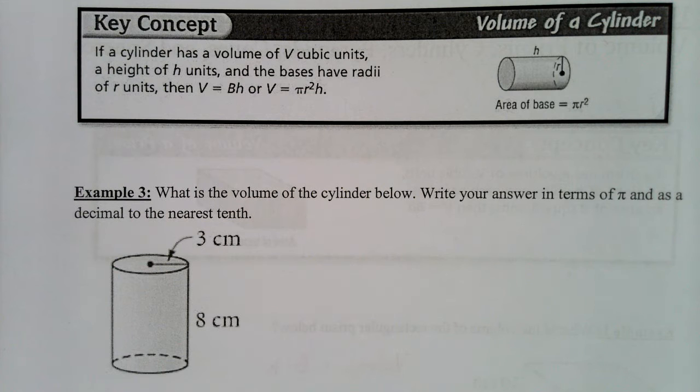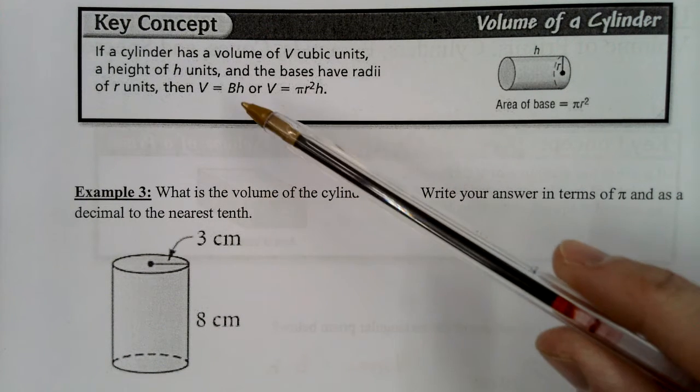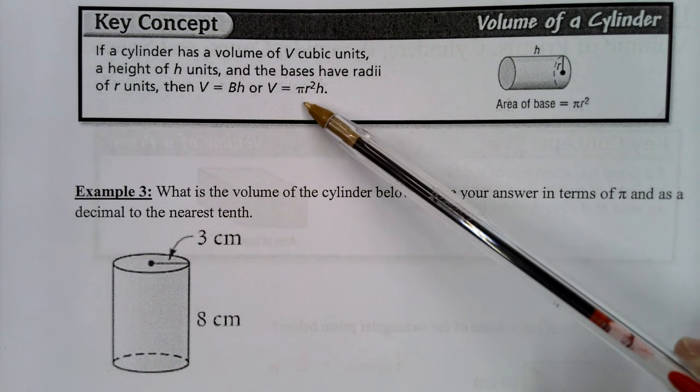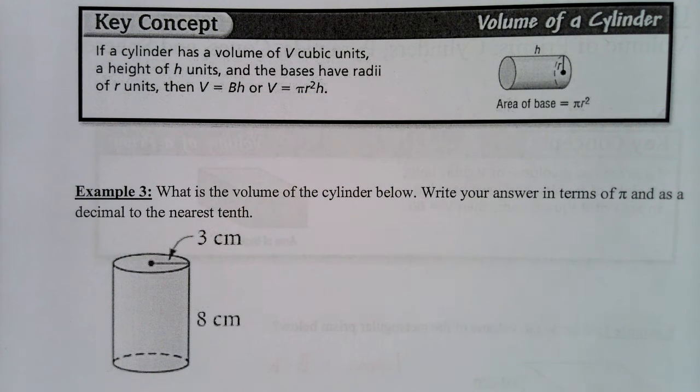So here we go, volume of a cylinder. If a cylinder has a volume of V cubic units and a height of H units and radii of R, here's the formula. You don't need to read all that. Volume equals base times height. Same formula as the first page, but since the bases are always going to be circles, you could also think about it as pi times radius squared times height, because the base is always a circle, so it's always going to be pi times radius squared.